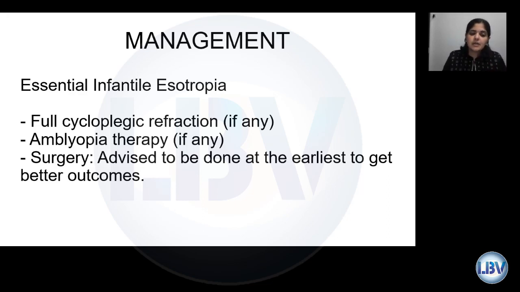So before the surgery is done, number one, the amount of prisms has to be correctly identified. Second, it also has to be identified whether there is an A or a V pattern associated over here, in which case both of these are corrected at the time of the surgery.